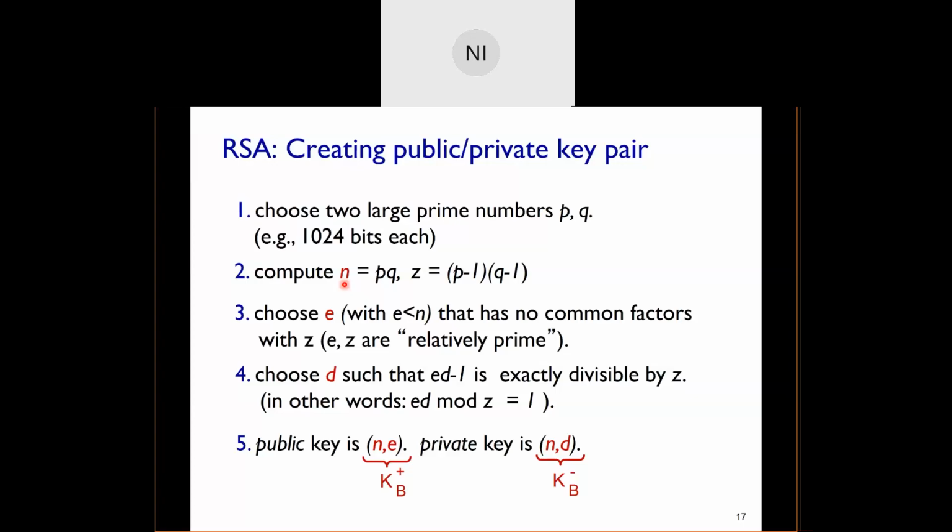If P and Q are of length 1024 bits, N could be of length up to 2048 bits. Getting the factorization of such a large number is going to be really time consuming.